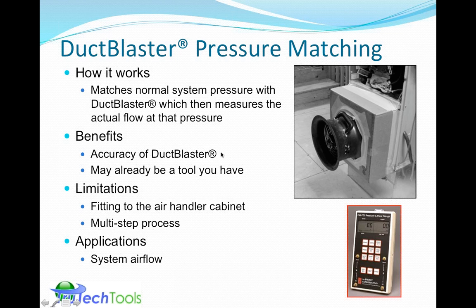It's got the benefit of having the accuracy of a duct blaster or duct leakage tester. It may already be a tool that you have, but the limitations are fitting the device to the air handler cabinet every time. You have to make sure you have a tight seal every time, and basically it's a mock-up that you have to create every time, and there would be a multi-step process to follow. Again, the duct blaster operating manual has the instructions on how to perform that kind of test, but there are several steps to it, and you have to do them all in correct order to record the correct information. And again, this is also just for total system airflow. It's not meant for supplies or returns.